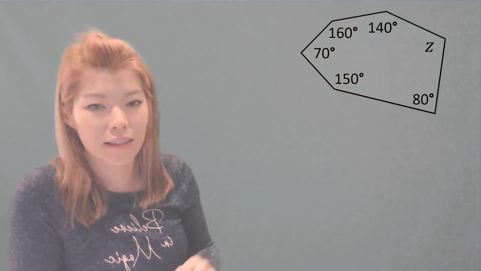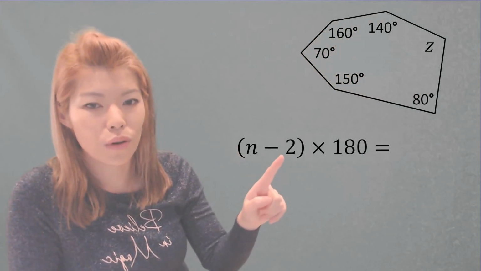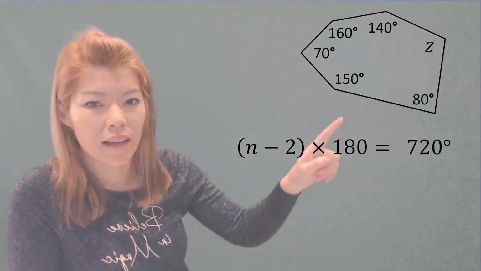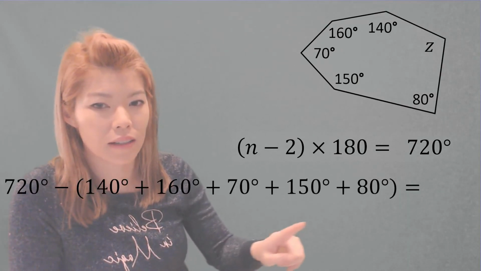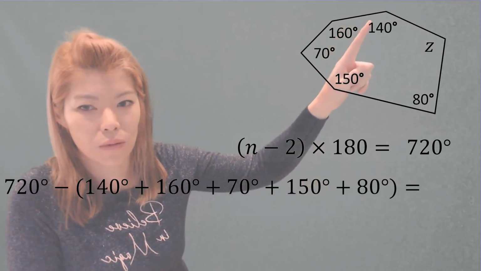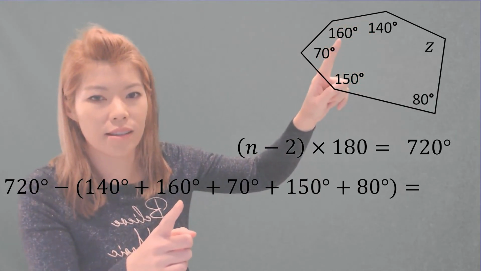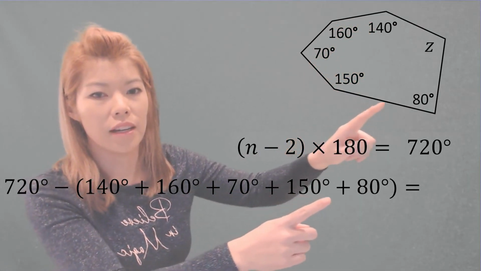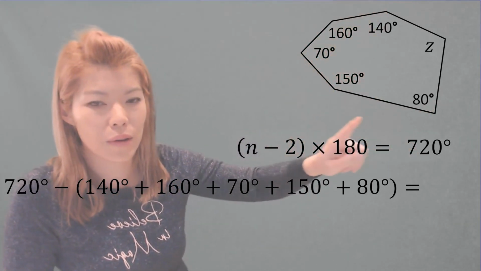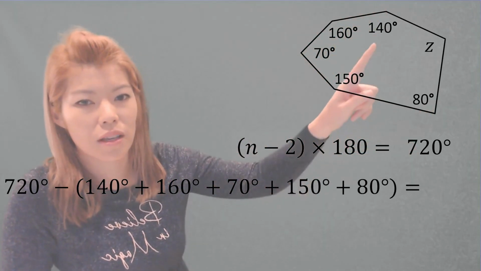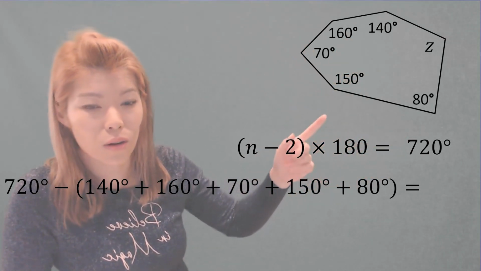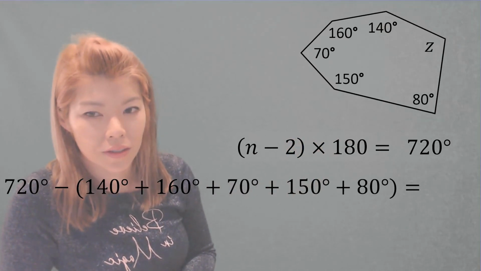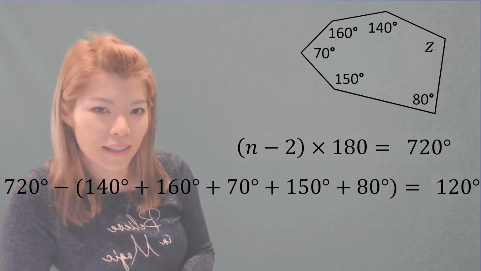One more. Here we have 1, 2, 3, 4, 5, 6 sides. So 6 minus 2 is 4. 4 times 180 gives us 720. So the total is 720. So again, we take 720 minus the total. And again, I've gone 140 and then 160, 70, 150, and 80. So see, I've gone all the way around so I don't miss anything. Try not to go in a random order, otherwise you're very likely to accidentally repeat a number or skip a number. So now that is equal to 120 degrees again.